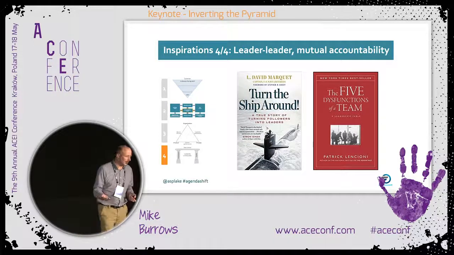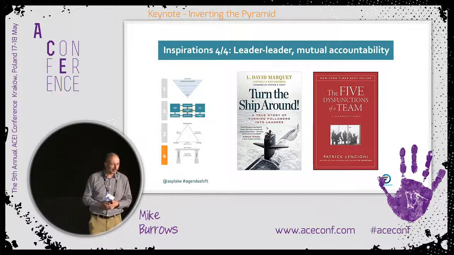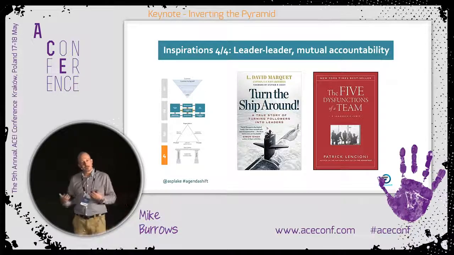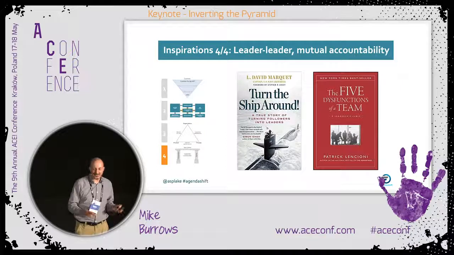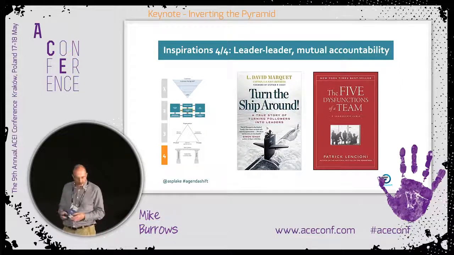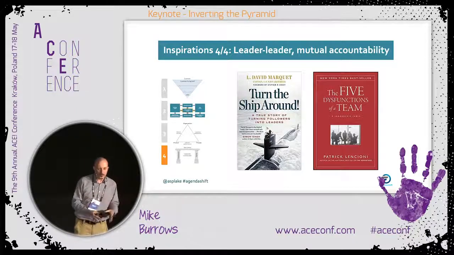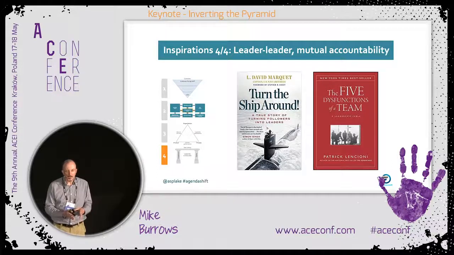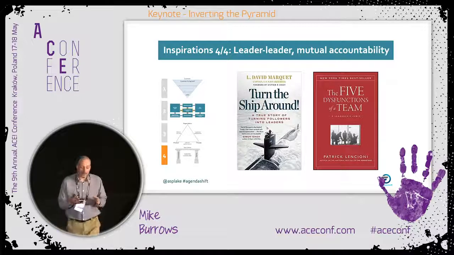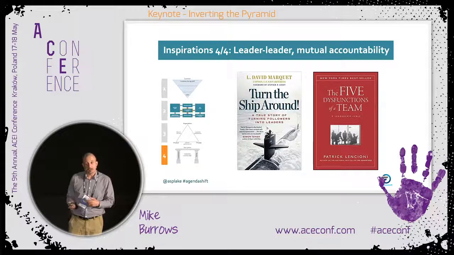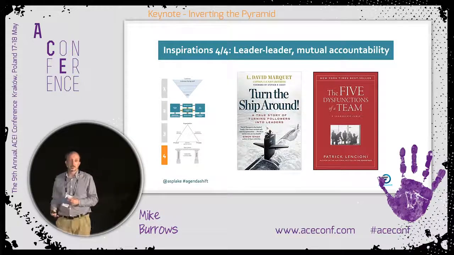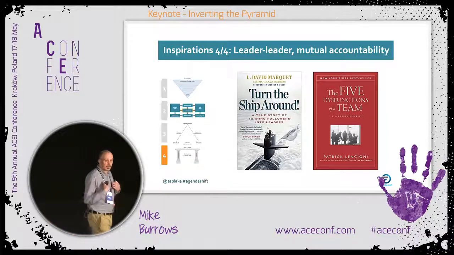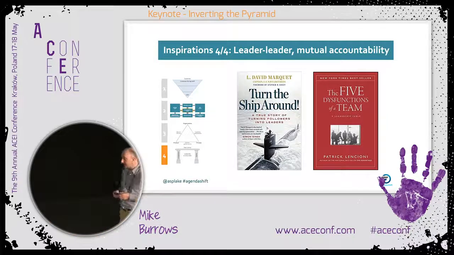The Marquet book is narrated by the author, and he's a former captain of a nuclear submarine. I mean, how cool is that? So it's called Turn the Ship Around, and it's about turning around what was one of the worst submarines in the US Navy fleet to one of the best. And how did he achieve that? He achieved it by thinking very deliberately about organizational design, leadership behaviors, and so on. And it started with his own leadership behaviors.